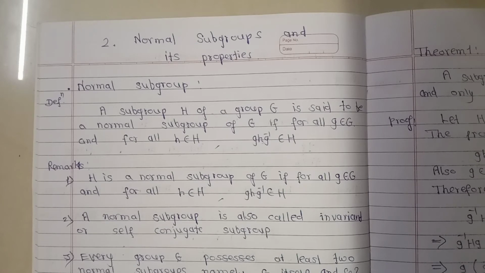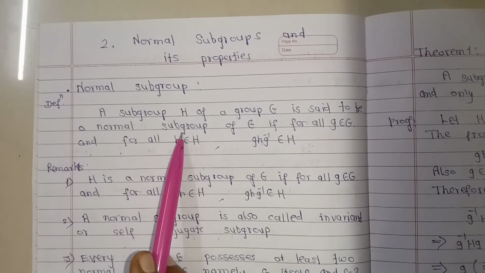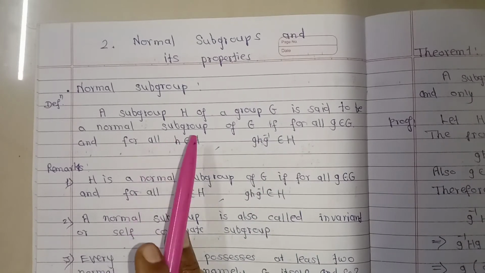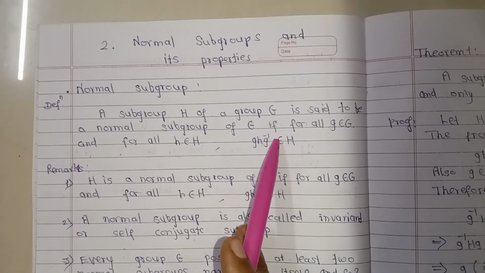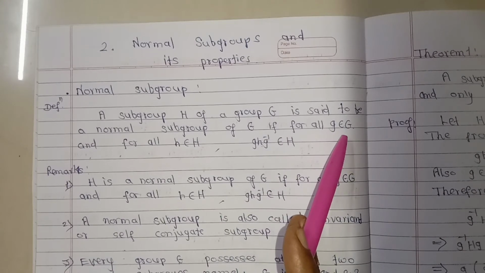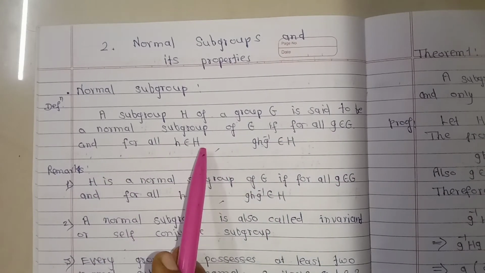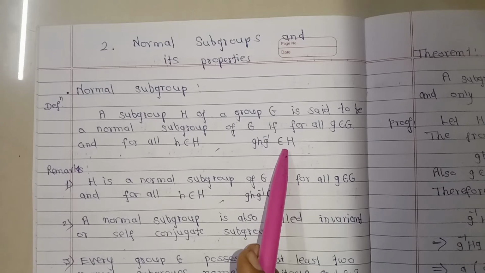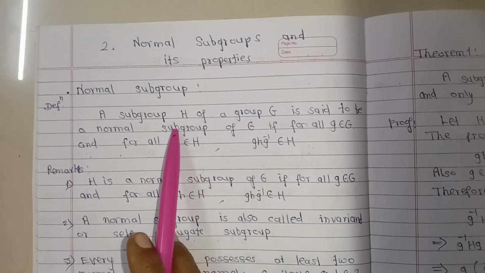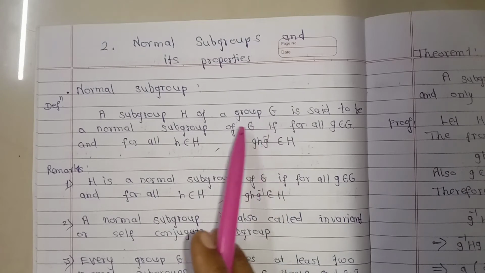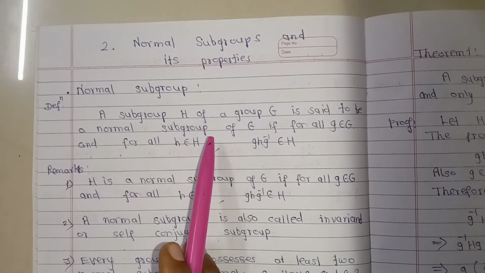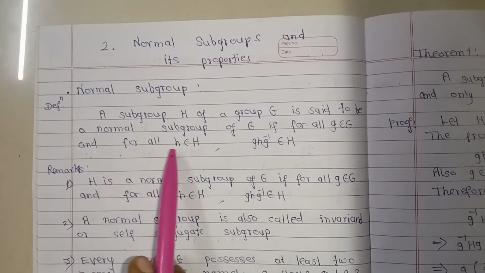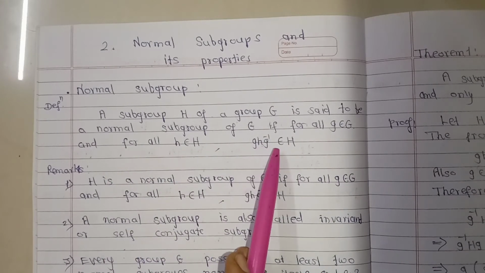Definition of normal subgroup is: a subgroup H of a group G is said to be a normal subgroup of G if for all g belongs to G and for all h belongs to H, g h g inverse belongs to H. That means here G is a group, H is a subgroup of G, then a subgroup H of a group G is said to be a normal subgroup of G if for all g belongs to G and for all h belongs to H, g h g inverse belongs to H.